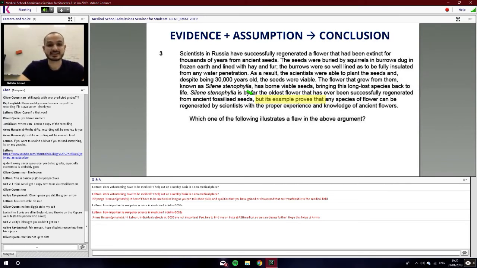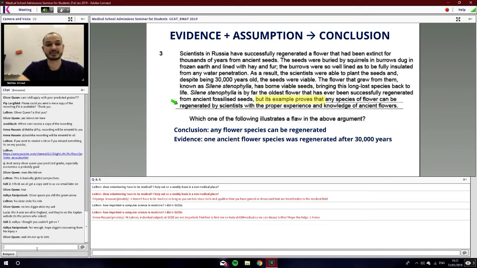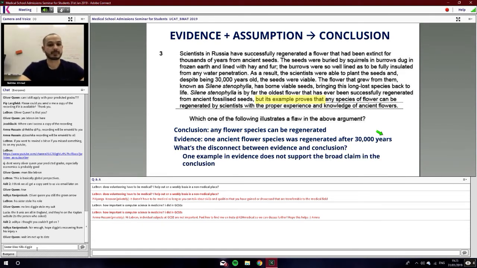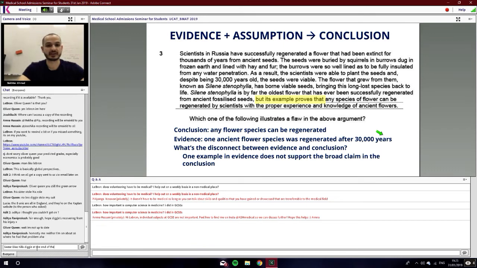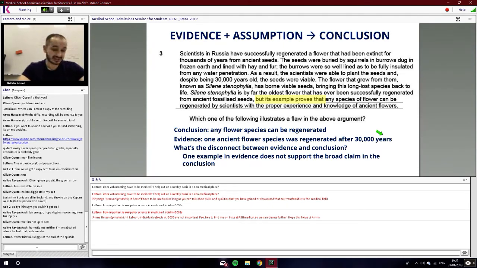Okay, any species of flower can be regenerated by scientists with the proper experience and knowledge of ancient flowers. So that's your conclusion right there, okay, that we can regenerate any species of flower. The evidence comes from the fact that the scientists were able to regenerate one species of flower after 30,000 years. So the assumption would be that that one example means that we can regenerate all the different species of flower. So that's your flaw right there. So that's what you want to look for in the answer.